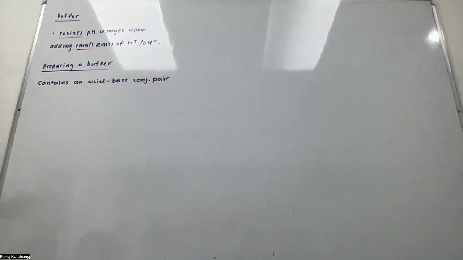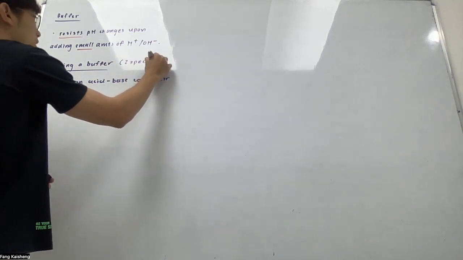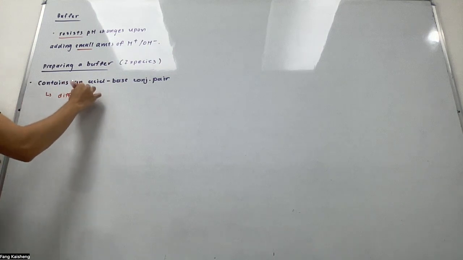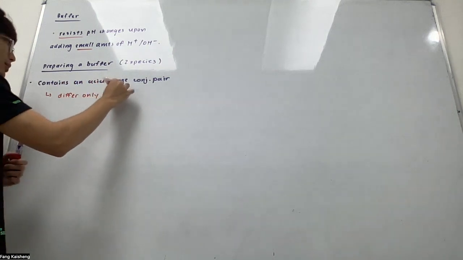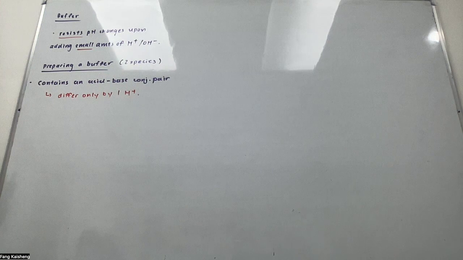So I ask you a question. How many species are there in a buffer, based on this information? A pair is two, right? A buffer must contain two species, both differing only by one H+. That's the definition of a conjugate pair, as we discussed. Just to make sure we're on the same page, they differ only by one H+, nothing else. If you put both of them in the same solution, they can actually resist pH change.